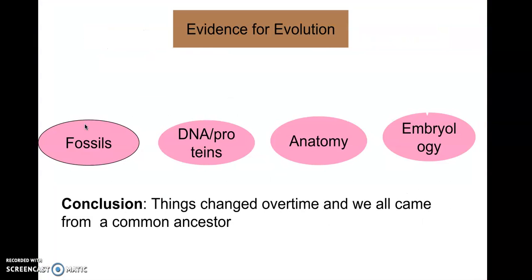Evidences for evolution fall into 4 main categories. 1, fossils. 2, DNA or proteins. 3, anatomy. And 4, embryology. I'll go over each one of those with you. What can we conclude about these 4 pieces of evidence? Things change over time, and we all came from a common ancestor.